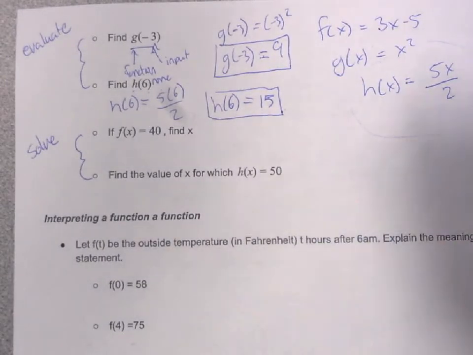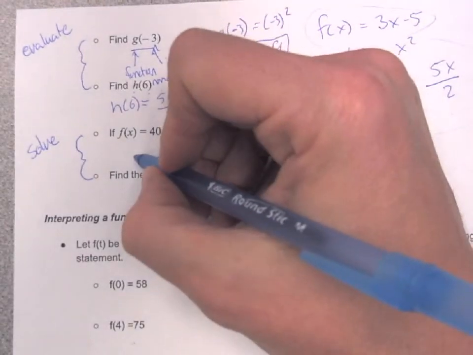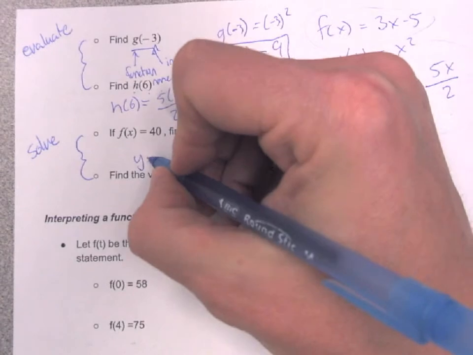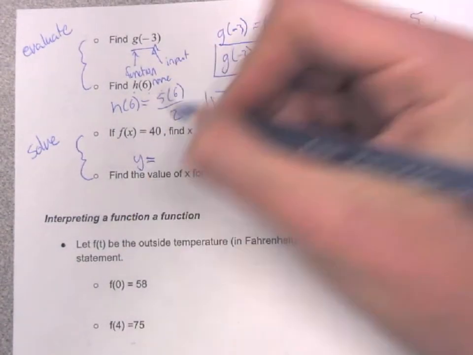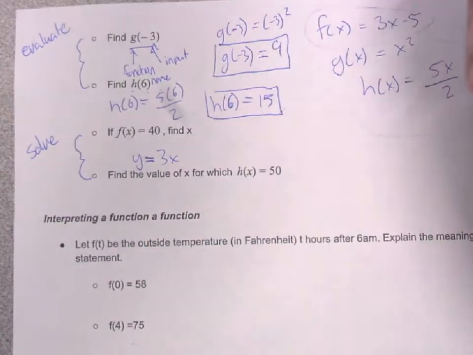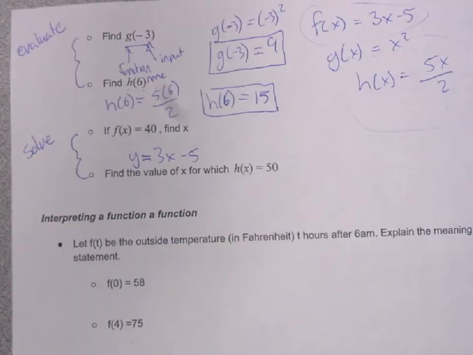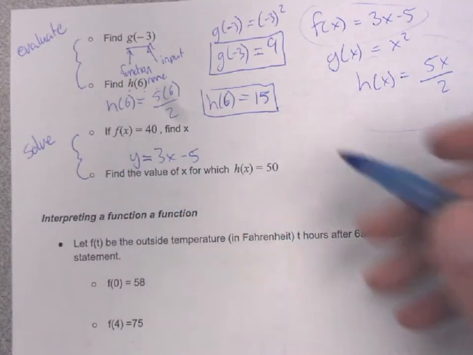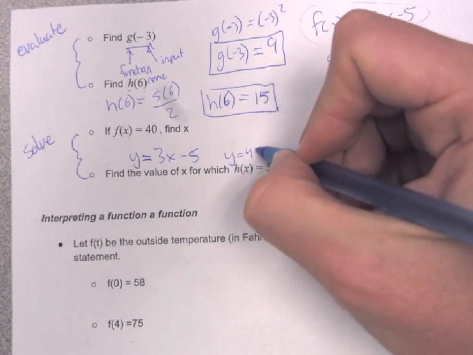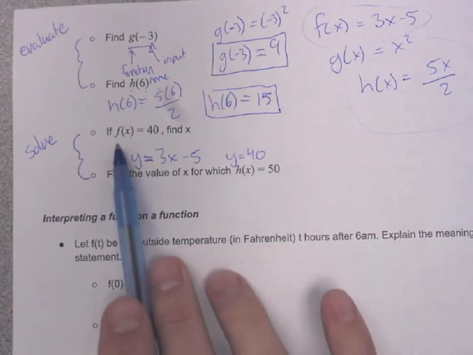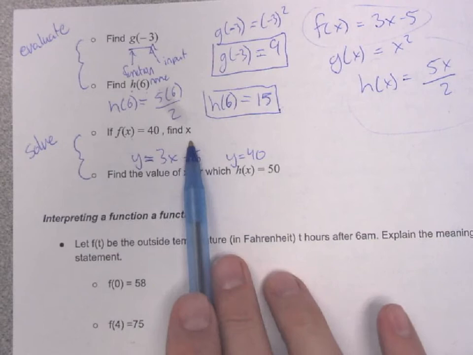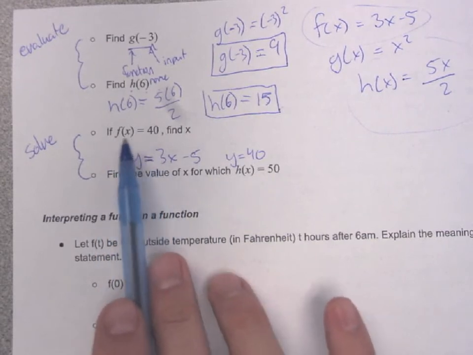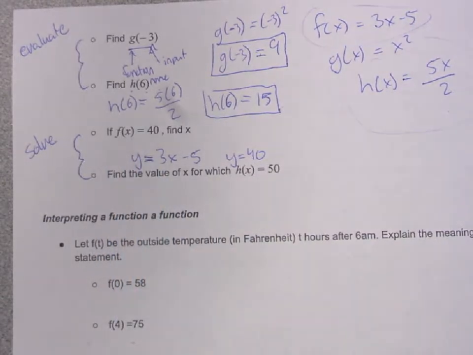Let's take a look at this function here, f of x equals 3x minus 5. Just to make it clear, we can move it back into y notation if that's what you're more comfortable with. y equals 3x minus 5. And then it also says f of x equals 40, or in other words, y is equal to 40. So they're saying if f of x equals 40, find x. Or if y is 40, or if the output is 40, find x.